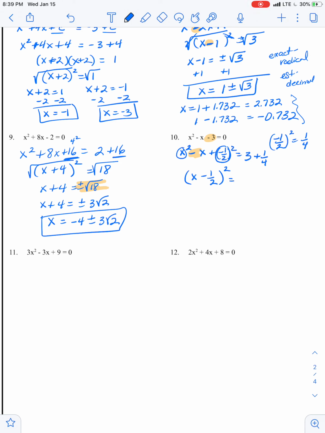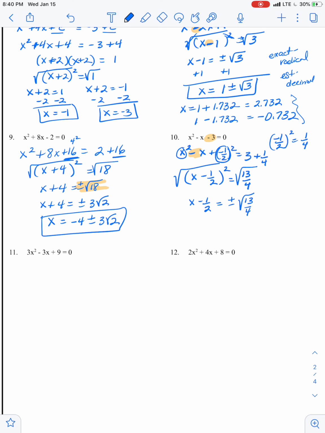Okay? And you are going to want to go ahead and get a common denominator here and get an improper fraction. So that would be what? 12/4. That would be 13/4. Okay? Now I'm going to do my square root method. I'm going to square root both sides. So I get x minus 1/2 equals, and this is plus or minus the square root of 13/4.